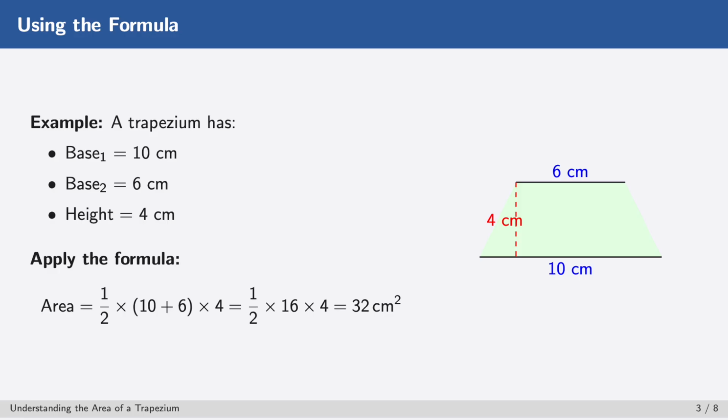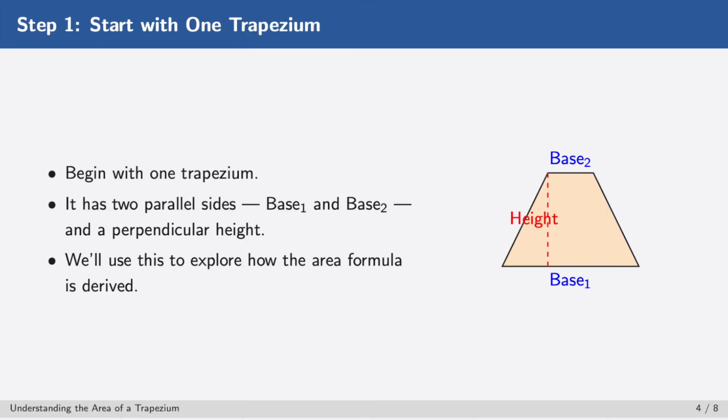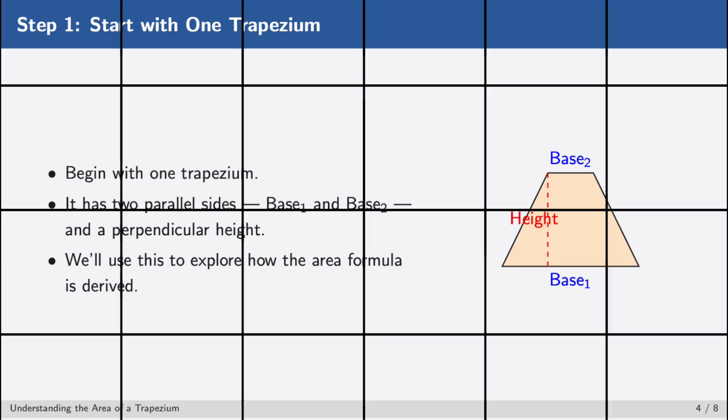But where does that formula even come from? Let's explore that now. To understand the origin of the formula, let's begin with one trapezium. Just one. It has its two bases, base 1 and base 2, and the perpendicular height going between them. We're going to manipulate this shape a bit to help us discover a deeper insight into its area. Feel free to pause if you want to visualize this a bit longer.